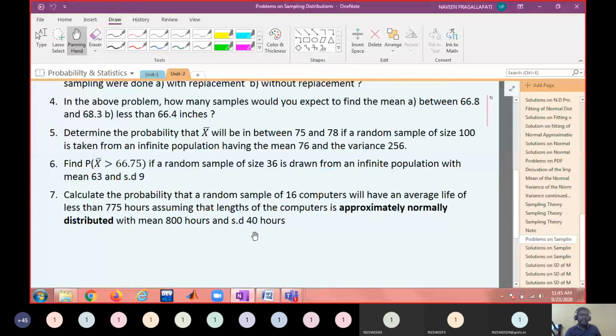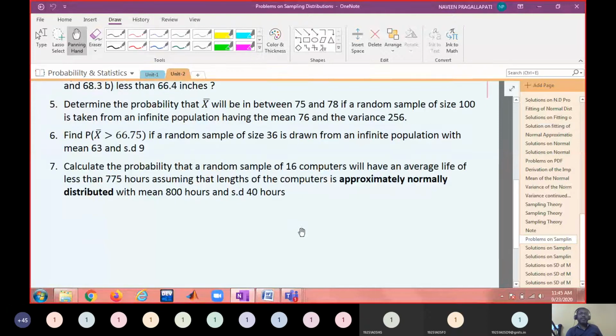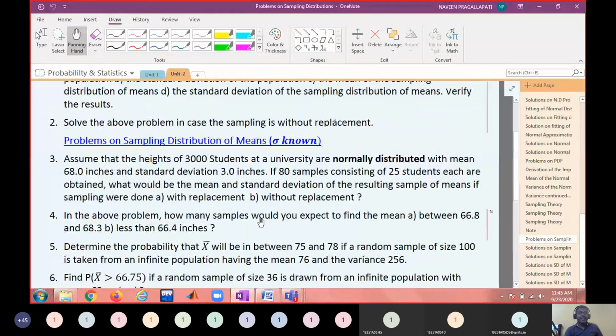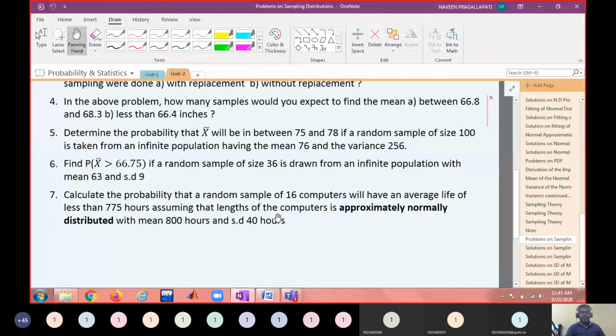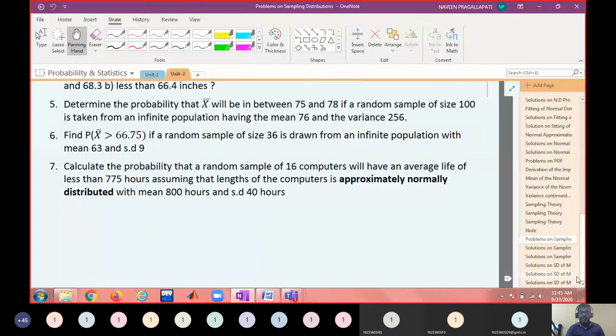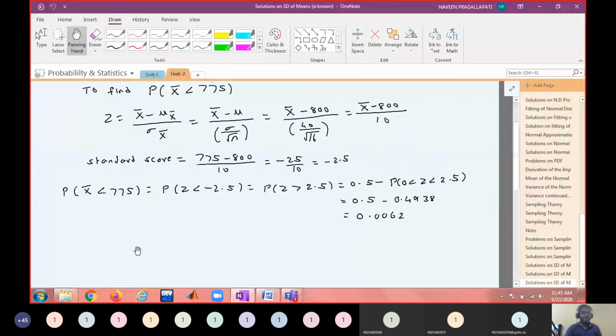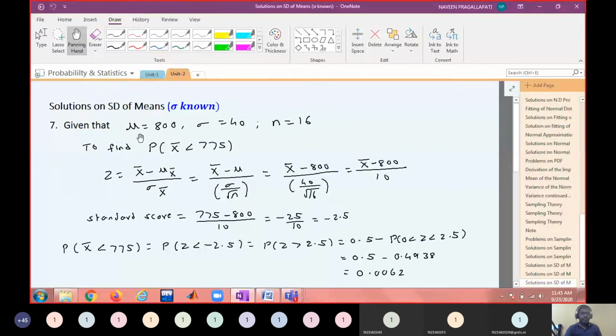Because it is given as approximately normally distributed, we can use normal probability. Whenever sigma is known, we always compute the probability with normal probability only, irrespective of whether the sample is small or large. So mean is 800, sigma is 40, number of computers is 16. You are asked to find the probability that the average life of computers is less than 775 hours.